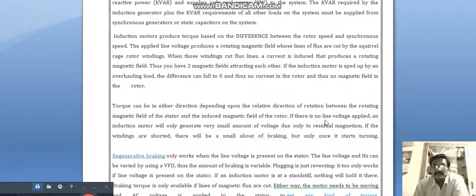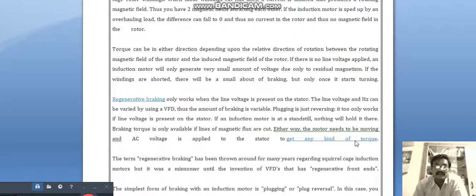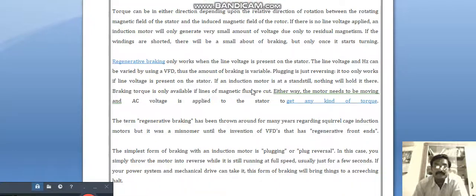If there is no line voltage applied, an induction motor will generate only a very small amount of voltage, due to residual magnetism. If the windings are shorted, there will be a small amount of braking, but only once it starts turning. Regenerative braking only works when the line voltage is present on the stator.